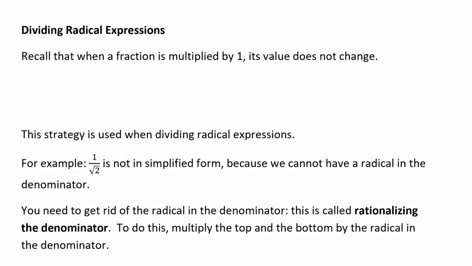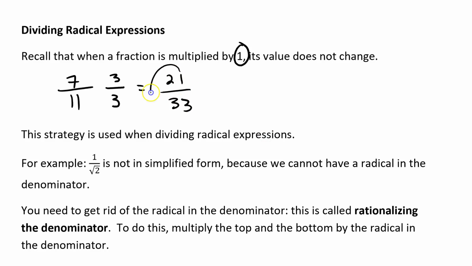Okay, so what about when we divide radical expressions? Recall that when a fraction is multiplied by 1, its value does not change. Now 1 is a little bit of a sneaky misnomer here. If I had 7 over 11 and I multiply it by 1, I would get 7 over 11. But when I say 1, I mean I can multiply it by 3 over 3. So that would be 21 over 33. So the value doesn't actually change.